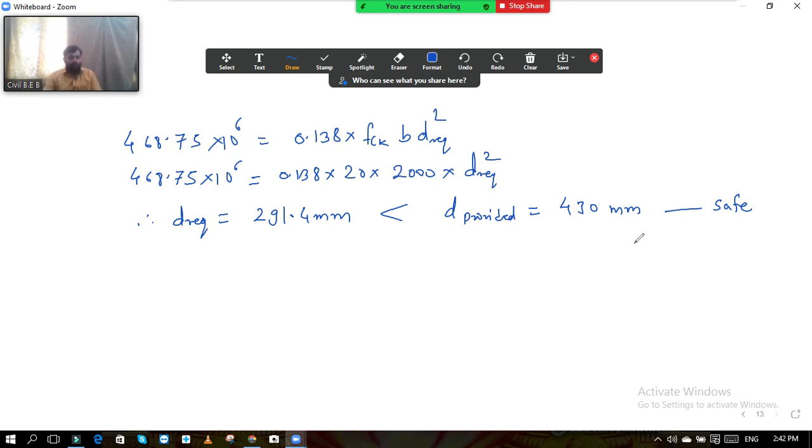Okay. So in the next lecture we will calculate the steel reinforcement. Steel in X direction, steel in Y direction, and then we will draw the reinforcement diagram.